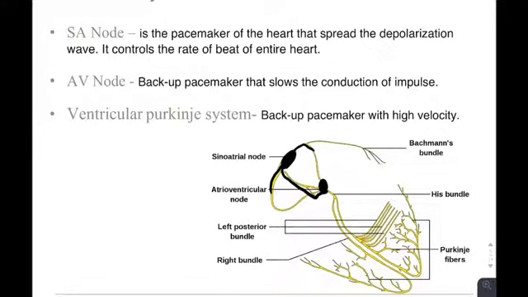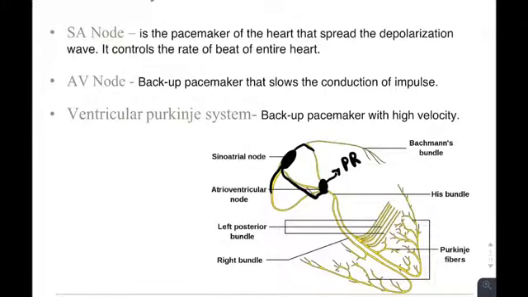What is the meaning of backup pacemaker? If there is any abnormality in the sinoatrial node, the AV node will be the main pacemaker of the heart. Okay? And the AV node slows down the conduction of the impulse, or in some references, it is said to stop the action potential. This stopping of the conduction refers to the PR interval in the ECG, and we'll talk about it in the next slides.